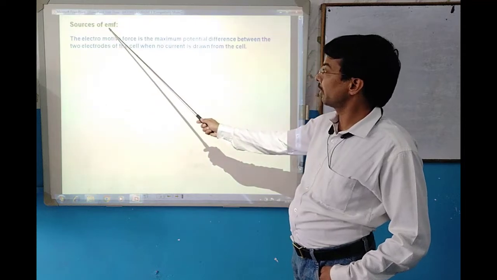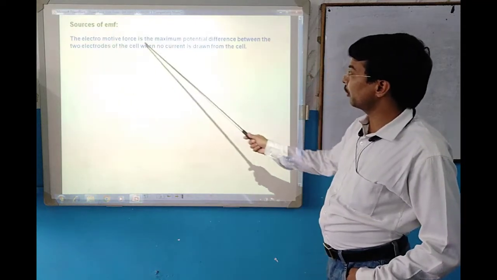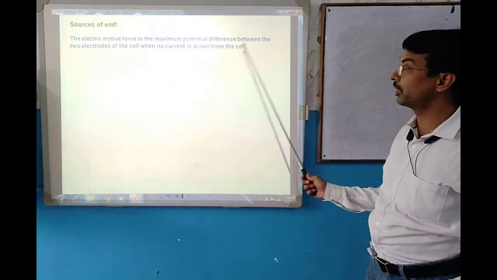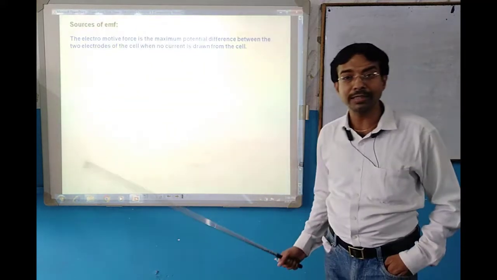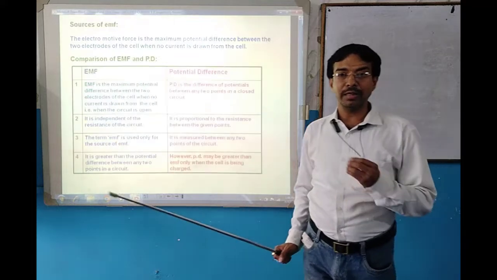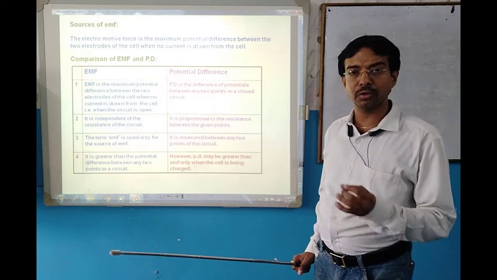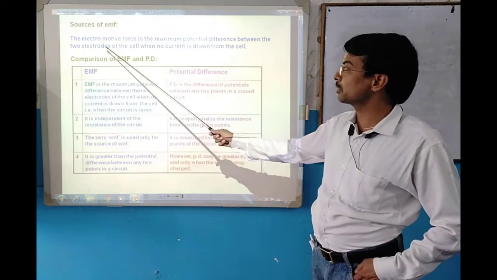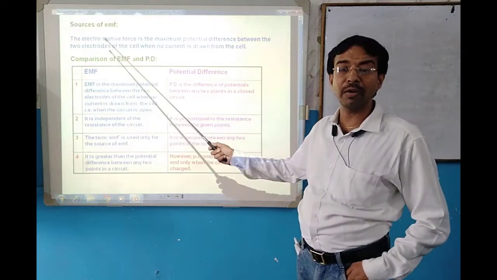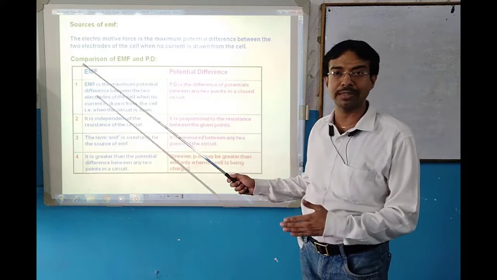What is the source of EMF? The electromotive force is the maximum potential difference between the two electrodes of the cell when no current is drawn from the cell. It is a general concept. Energy inside of the cell is stored in the form of potential energy, and that potential energy is measured in terms of EMF if you are not using that particular cell.